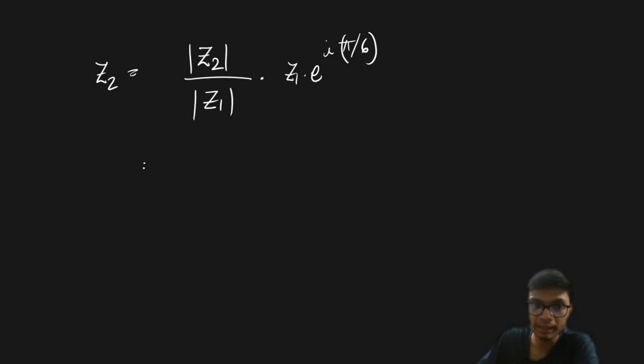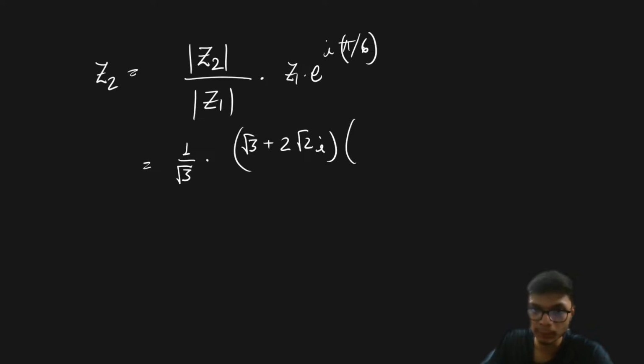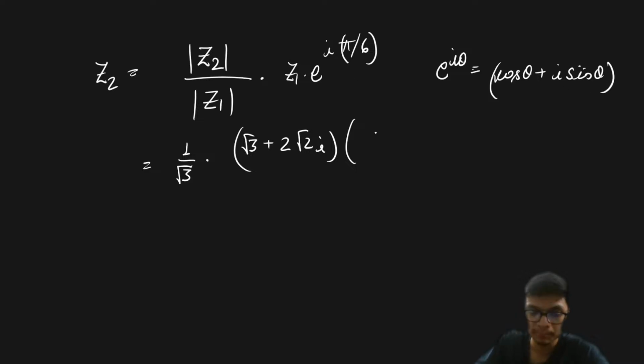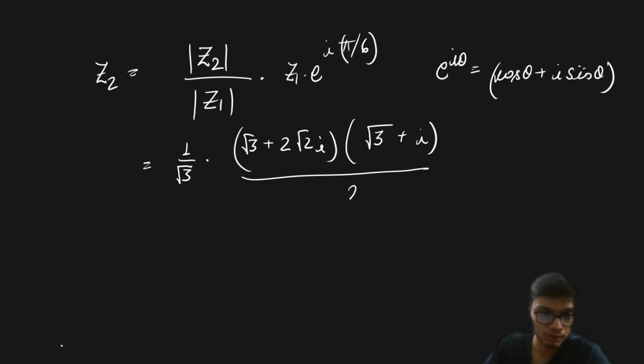So from here I can simply write z2 as mod z2 by mod z1, which is basically 1 upon square root 3, and z1 is given as square root 3 plus 2 root 2 iota, multiplied with e to the power iota pi by 6, that is going to be cos pi by 6 plus iota sin pi by 6, right? Because you always know that e to the power i theta is equal to cos theta plus iota sin theta, right? So this will be equal to root 3 plus iota and whole divided by, all right, this is what you will have, right?